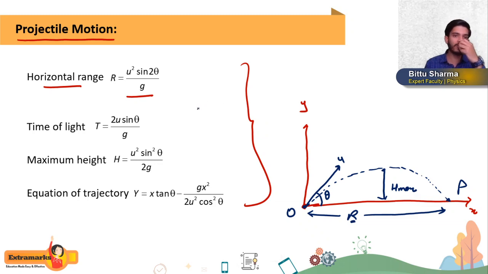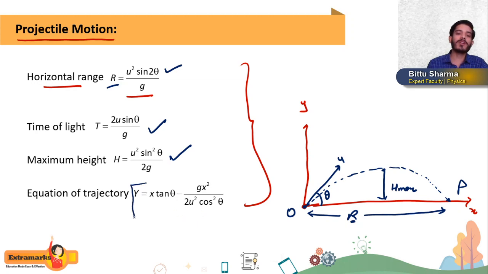So students, what is horizontal range? Horizontal range is u square sine 2 theta by g. Formula, remember this thing. Time t is equal to 2u sine theta by g. Here I am not going to derive this, otherwise we can solve questions without these formulas also. But because we have very less period of time, directly we will go with the formulas. Height is u square sine square theta by 2g. And this is the equation of trajectory.